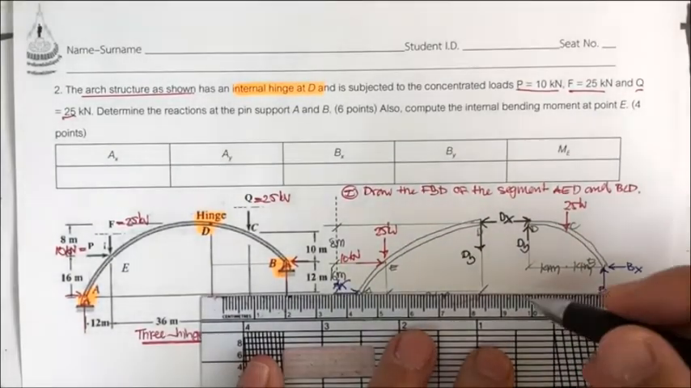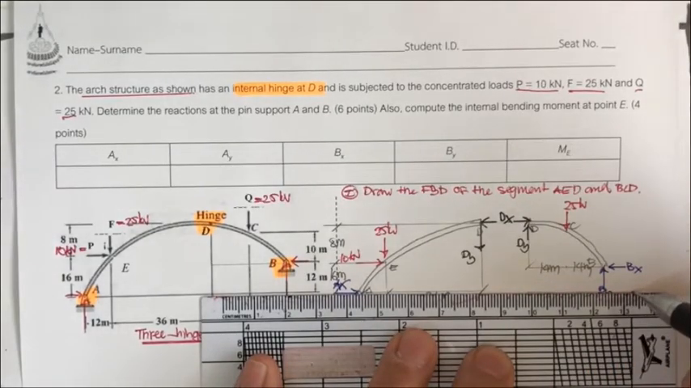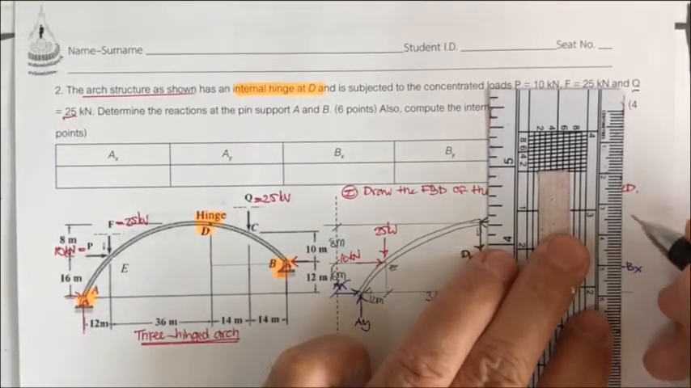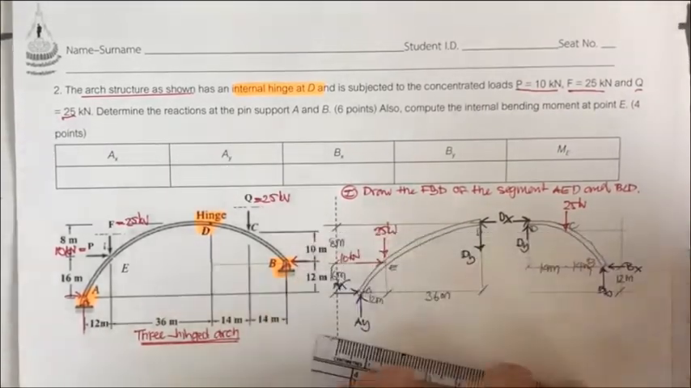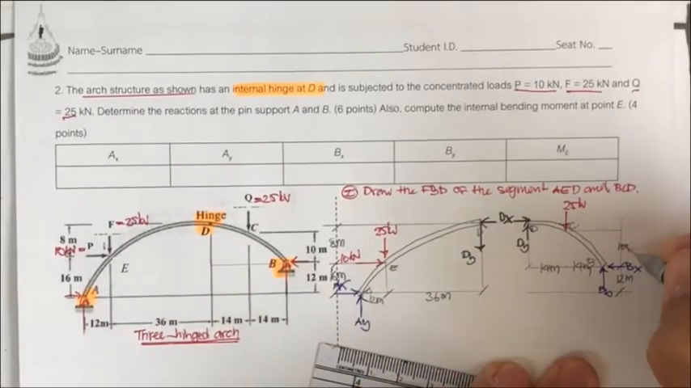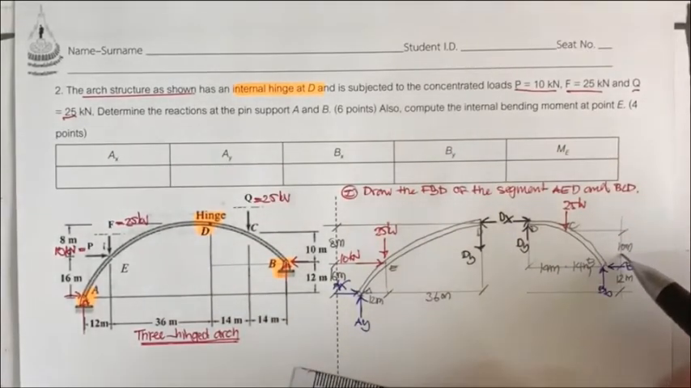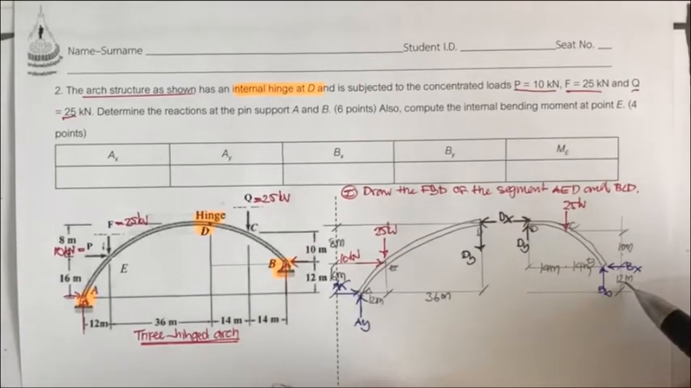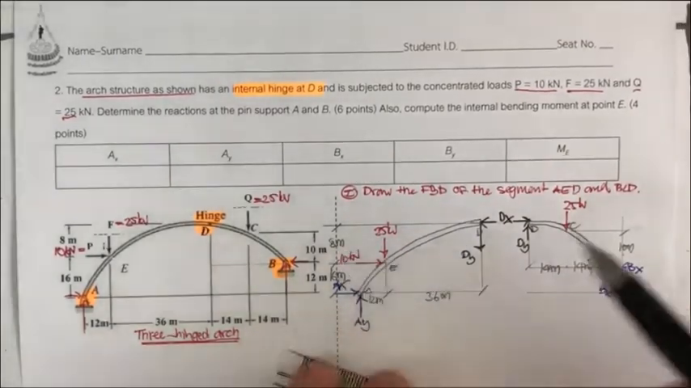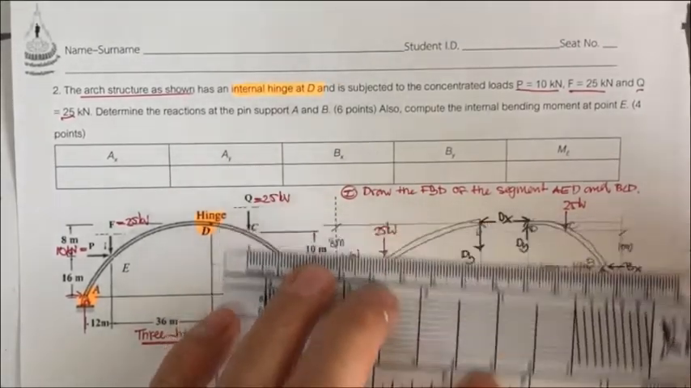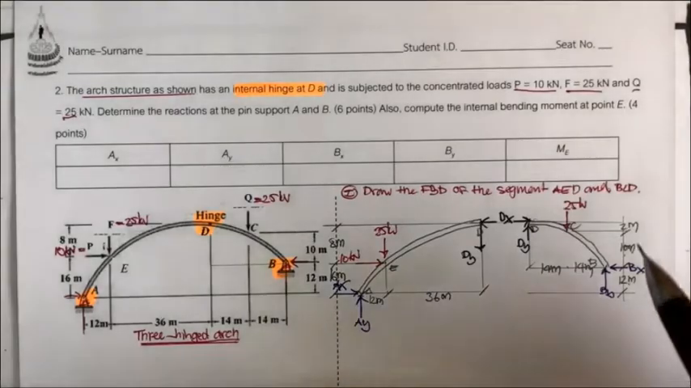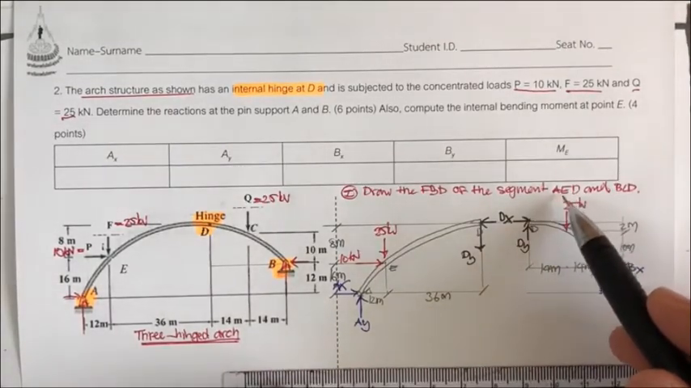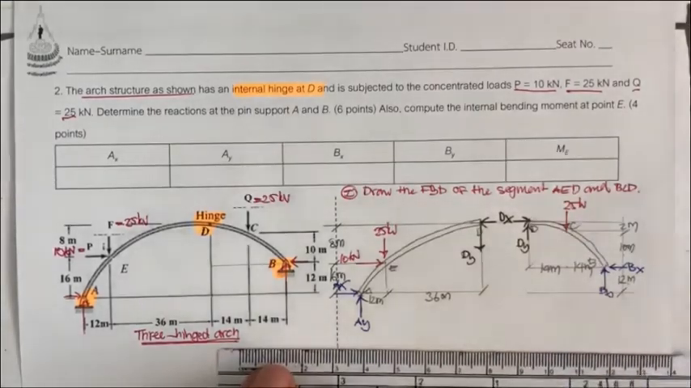And then you have the distance of 12 meter. Okay, just put this one. This is going to be 12 meter, and this one is going to be 10 meter. And since 10 and 12 is 22, and this one is 24, you can take this for 2 meter. Okay, that is our free body diagram of the segments AED and BCD. And the second.